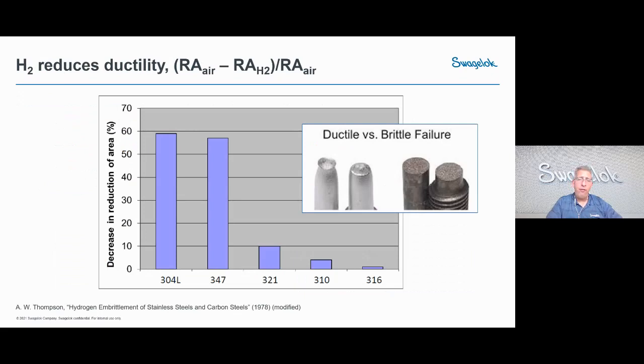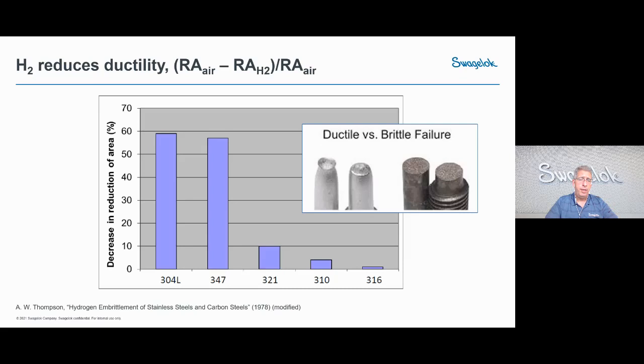So here's five austenitic stainless steels. These are commercial engineered materials. You might recognize some of them. You can actually, through doing mechanical tensile tests of samples that have been exposed to, or referred to as charged with, hydrogen in a furnace, or samples that weren't charged with hydrogen, compare the overall ductility levels.